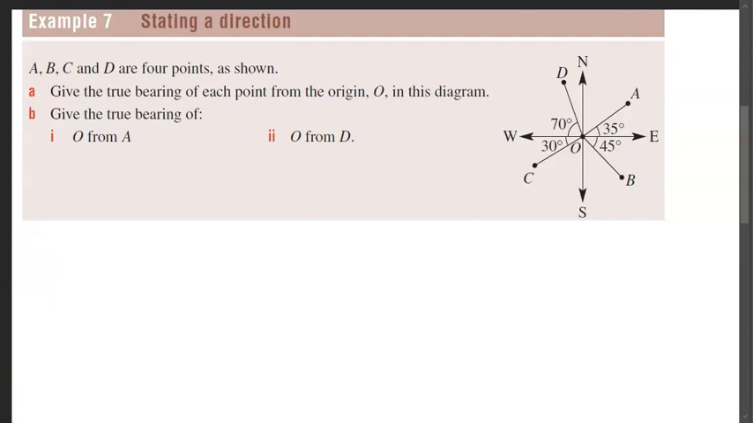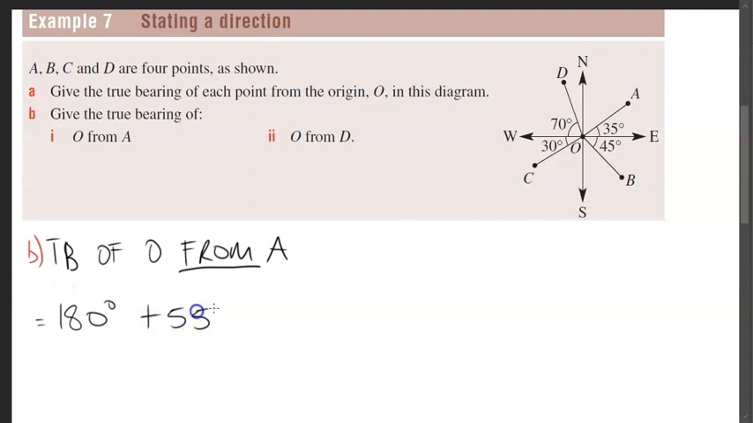So to answer question B, I'm just going to do shortcut notation now. True bearing of the origin from A. So we're going from a different spot, A. What we're going to do is 180 degrees plus the 55 degrees, which is what we initially said. So remember, there's our line. We're going around until we hit here. This ends up being 235 degrees true bearing.